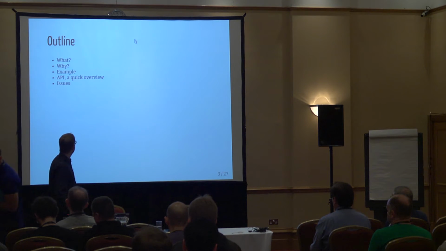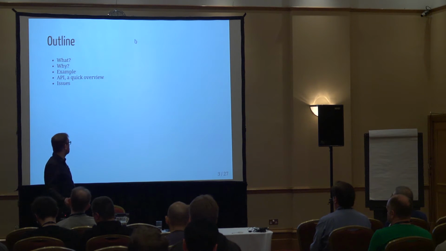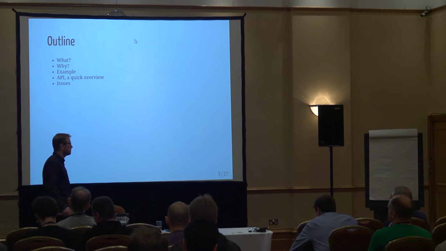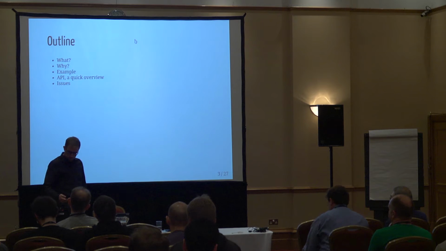So in short, I'm just going to talk about what pathlib is, why you would want to use it, and give you a couple of examples, a quick overview of the API, or at least the most common parts of the API. And then finally, I'm going to talk about some remaining issues with the module.